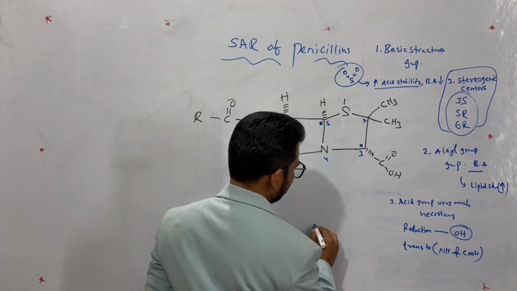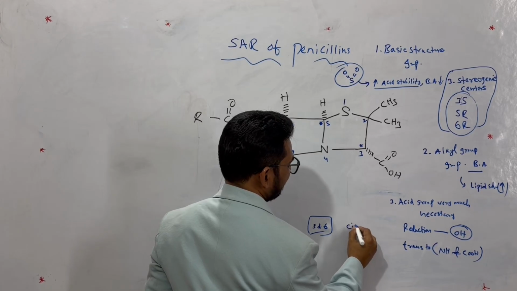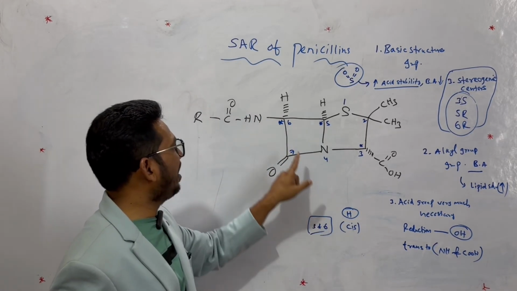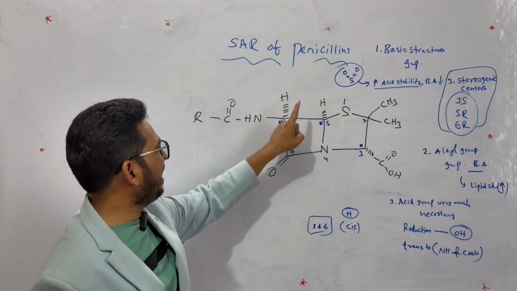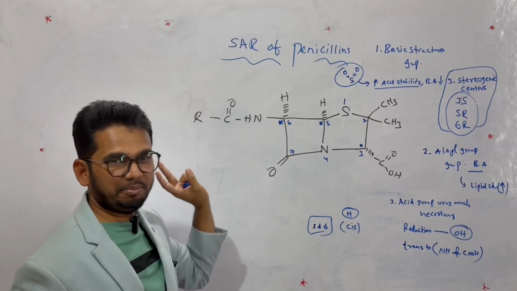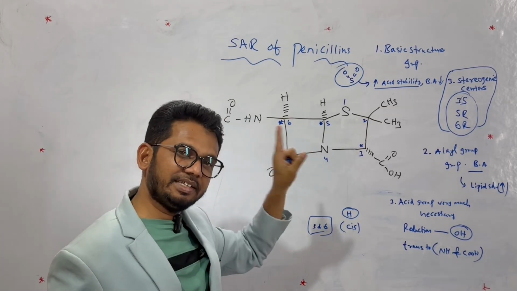Fifth and sixth position, what should it be? Both the fifth and sixth position hydrogens should be cis to each other. They should be in the cis form for the maximum antibacterial activity. And they should be stereogenic. Remember that. How they are stereogenic, we discuss in stereochemistry.